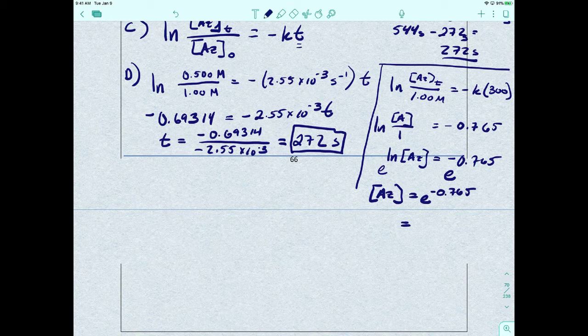And that number should be, if we take e raised to the negative 0.765, that concentration should be 0.465 molar. So there it is. That's our concentration. So that's a pretty cool problem.